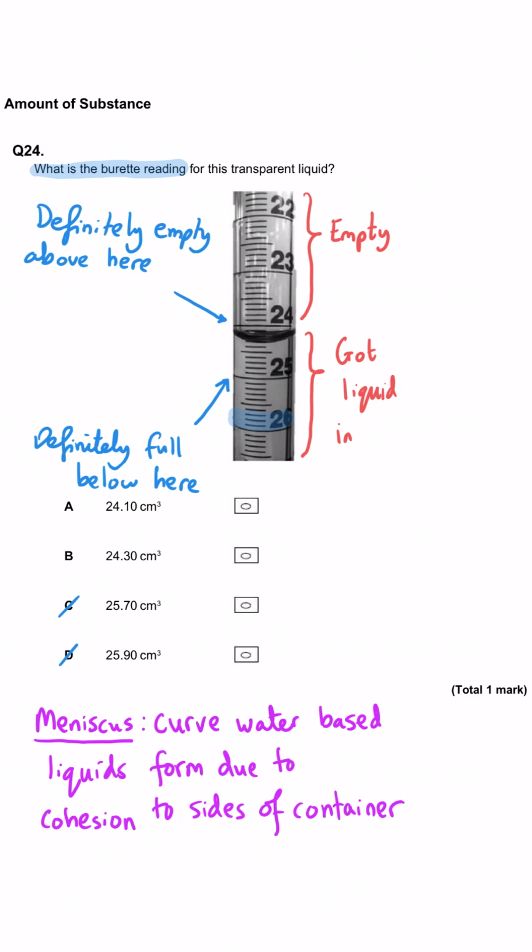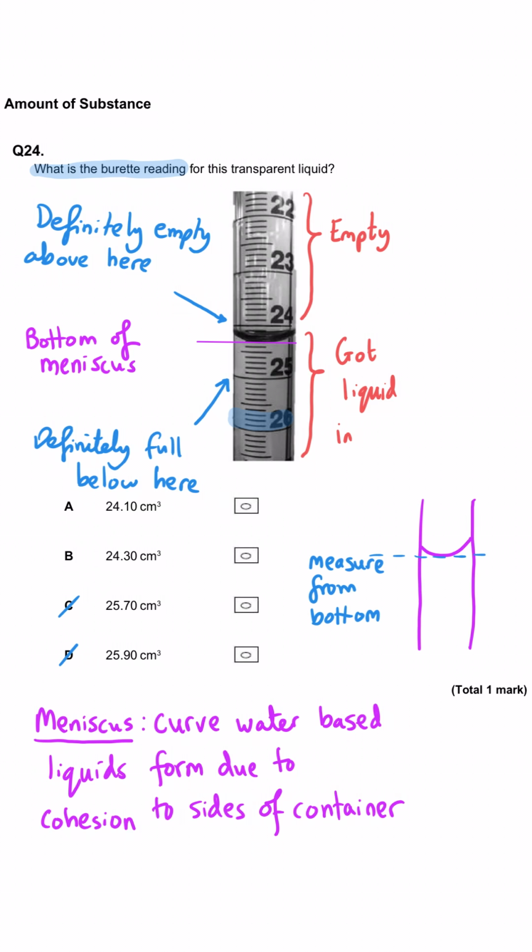So we're looking at the bottom of the curve, and then we're counting down from 24, 24.1, 24.2, 24.3. So it's 24.3. 24.1 is a decoy if you forget to use the bottom of the meniscus.